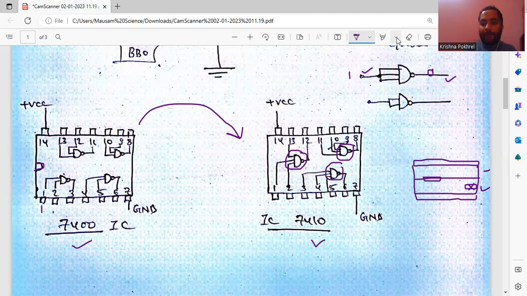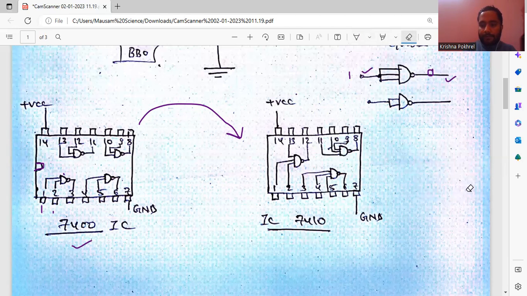Okay, I want to erase all my drawing. Where can I erase? Okay, let it be. Now we'll move towards the other terminal.